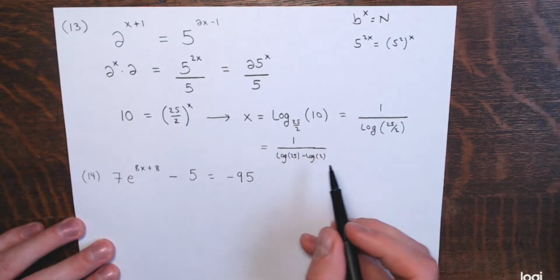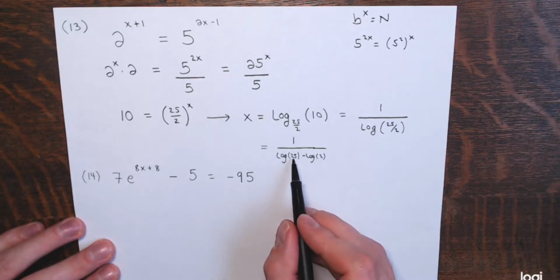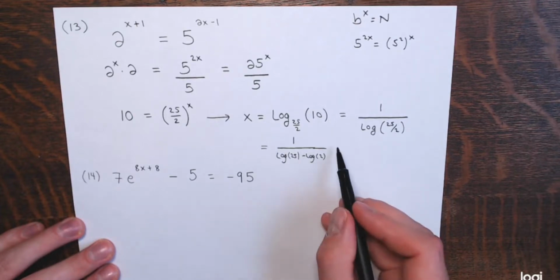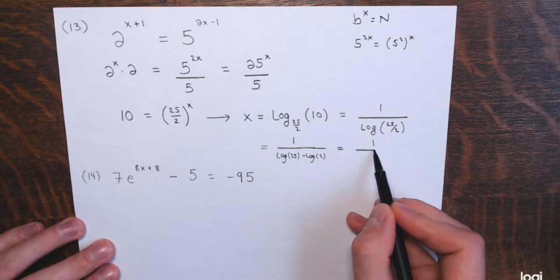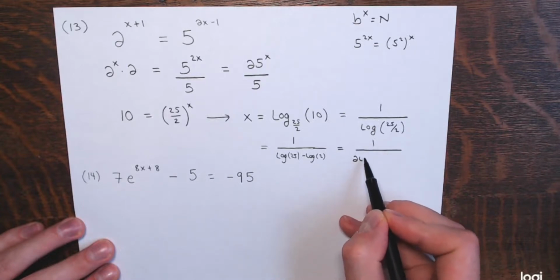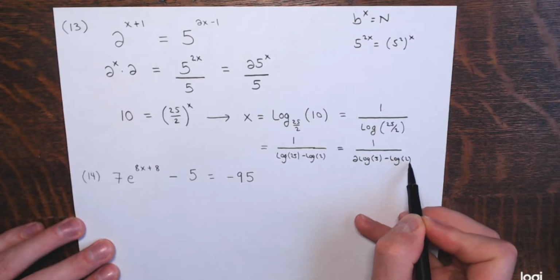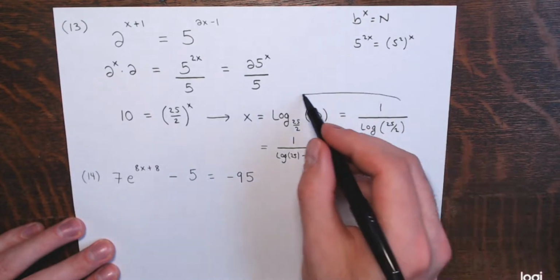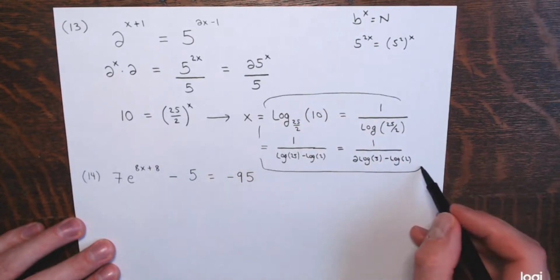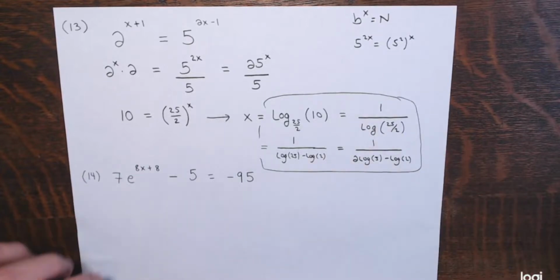And if you want to think of 25 as 5 squared and pull the 2 out using the power rule, you can. This is 1 in the numerator divided by 2 times the log of 5 minus the log of 2 in the denominator. I mean, all of these are the same. These are all the same number. Alright, just using the properties of logarithms.